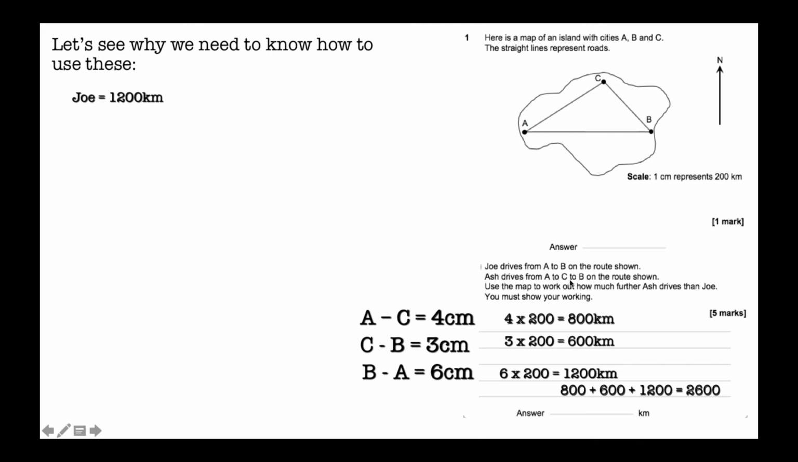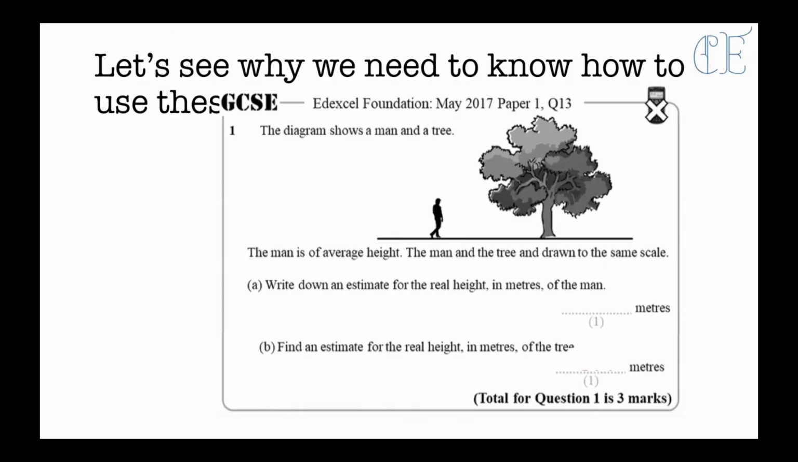Ash drives from A to C to B. So A to C is 4 and C to B is 3. Altogether, that's both of those added up, giving us a total of 1400 kilometres. It says, how much further did Ash drive than Joe? So we can just take those away from each other. 1400, take away 1200 gives us 200. So 200 kilometres. We didn't actually need to add all of these up, but if you needed it, it was there. And it was 5 marks for that. So well done if you got that one right.